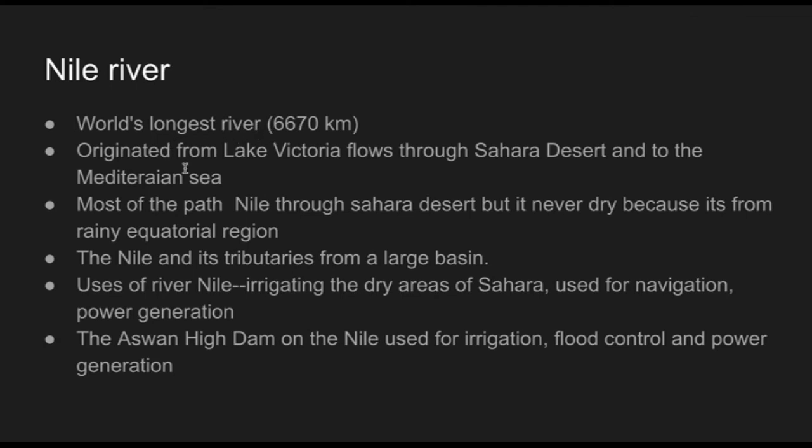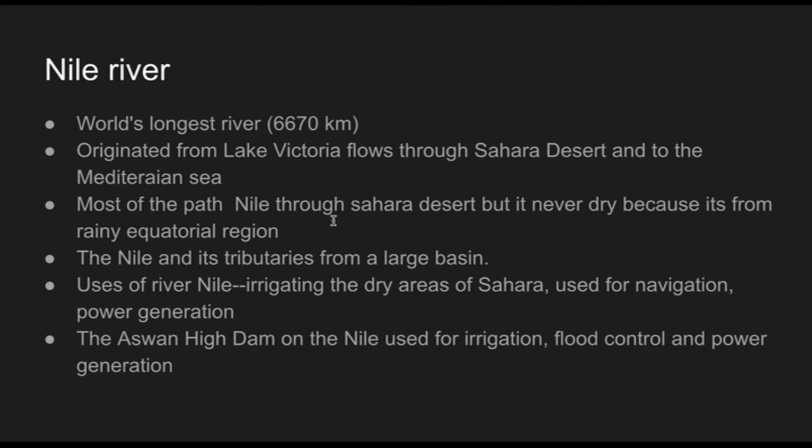And it originated, then about the Nile River, it originated from Lake Victoria and flows through the Sahara Desert and to the Mediterranean Sea. This is the distance it is flowing. It originates from Lake Victoria, passes through the Sahara Desert and to the Mediterranean, and at last joins the Mediterranean Sea. And most of the path of the Nile is through the Sahara Desert.